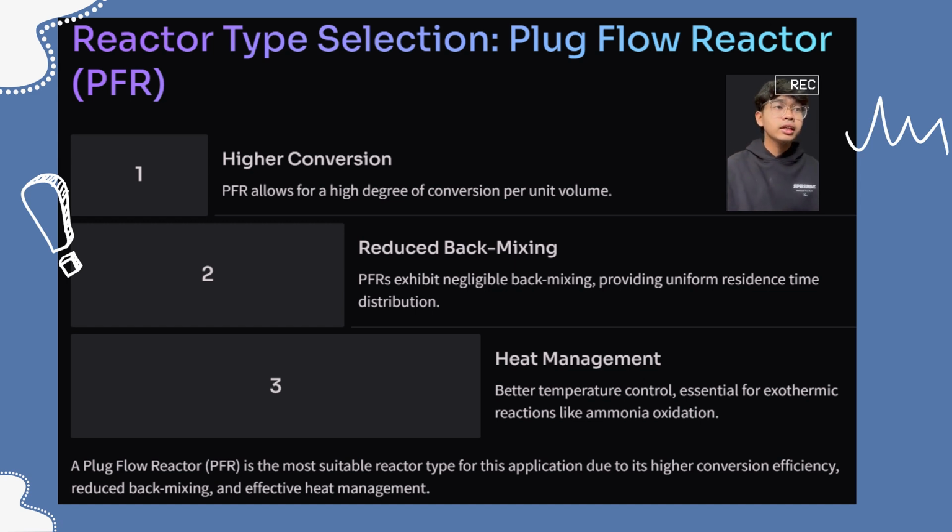Okay, for the reactor type selection, we use in our reaction a PFR, that is plug flow reactor. The first reason is higher conversion. PFR allows a high degree of conversion per unit volume compared to other reactors such as CSTR and PBR. Next, PFR can reduce back mixing, so it can provide a uniform residence time distribution. The last one is heat management. This is essential because this reaction is an exothermic reaction.